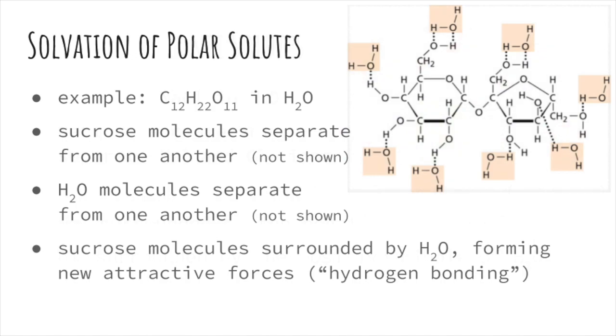Polar covalent compounds that dissolve in water follow a different process. This diagram only shows one sucrose molecule, but it is surrounded by a host of water molecules. In order for solid sucrose to dissolve, the C12H22O11 molecules would each separate from one another, and the water molecules would spread out and make room for the sucrose molecules. Then the sucrose molecules would be hydrated by the water molecules, forming new attractive forces, hydrogen bonding, between each sucrose molecule and several water molecules as shown here.